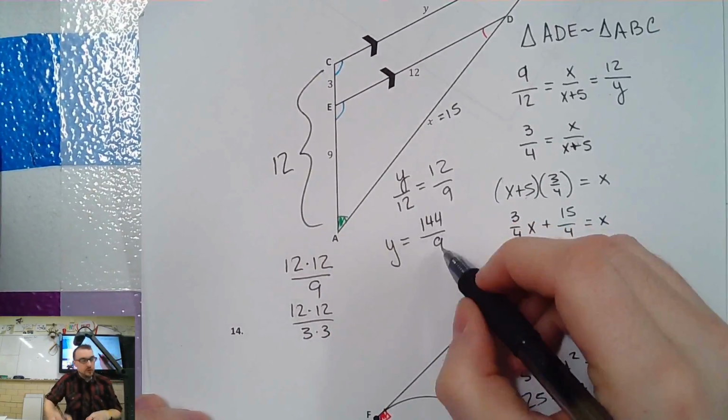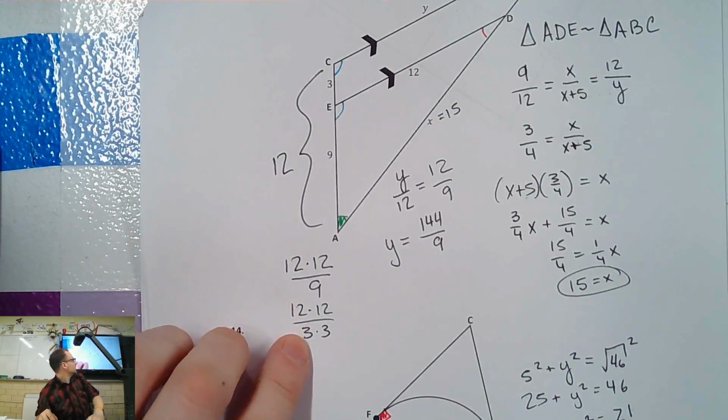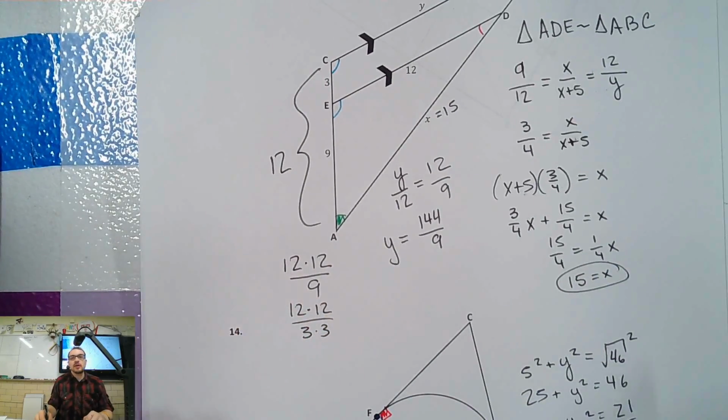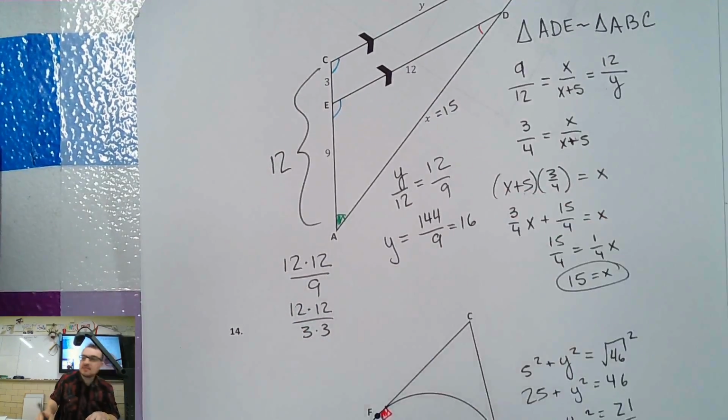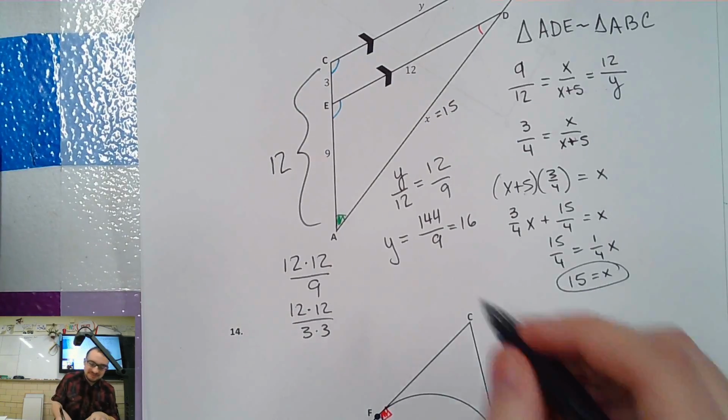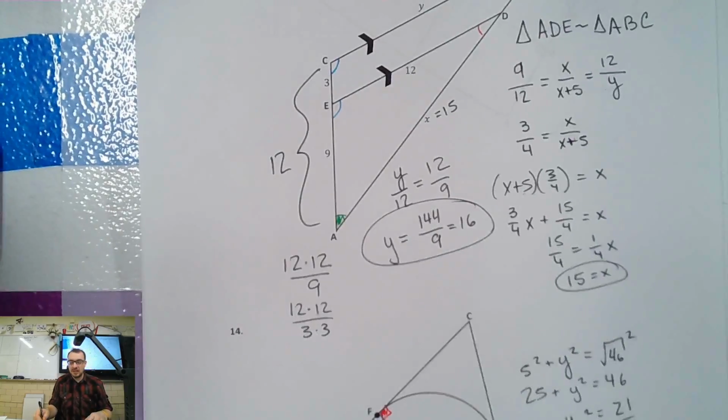I don't know 144 divided by 9. But I know 12 divided by 3 and 12 divided by 3. What's 12 divided by 3? 4. So I have 4 times 4. Right? That's clever, huh? So y is 16.